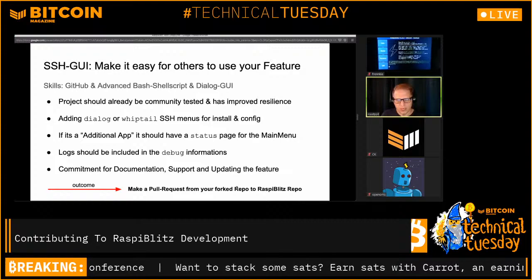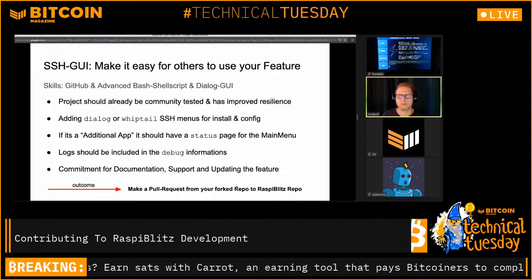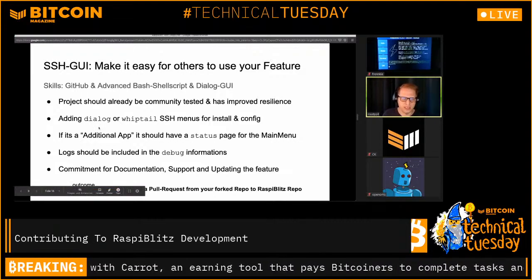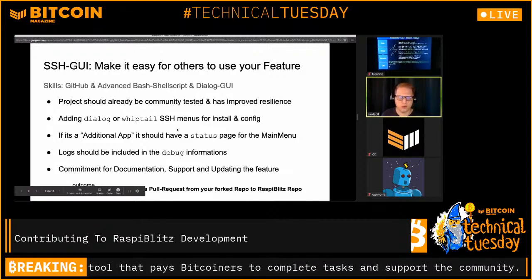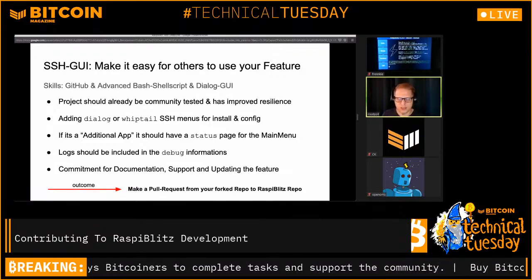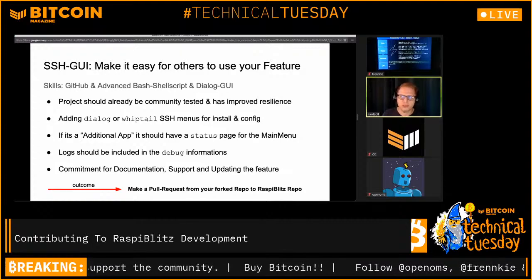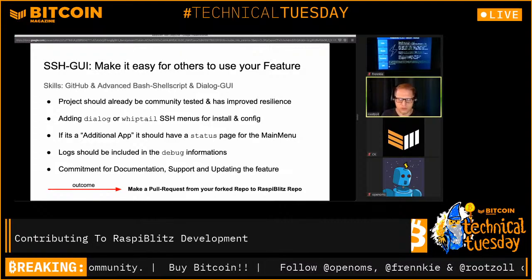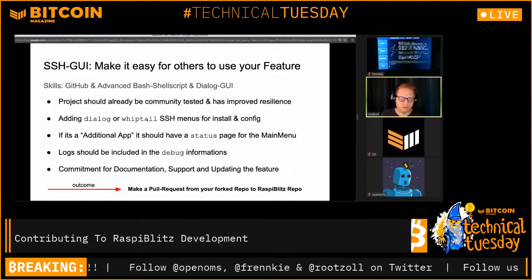This is the point where the skills are already a little bit developed, right? We are now with GitHub and advanced bash shell scripting, and you have to know a little bit about how to use tools like Dialog or Whiptail. Those are the tools that create those SSH menus. It's not that hard to understand, but you may have to take a look at it. You can also look at other config scripts to see how they are doing it.